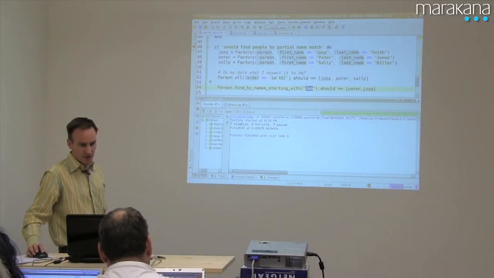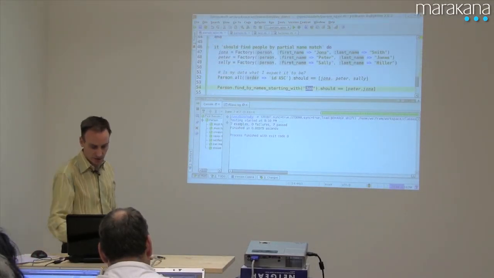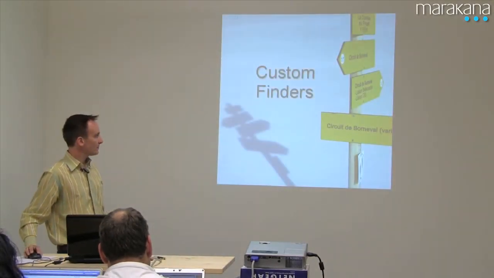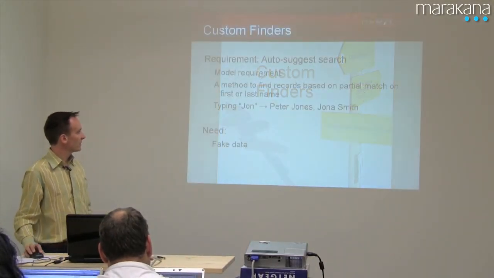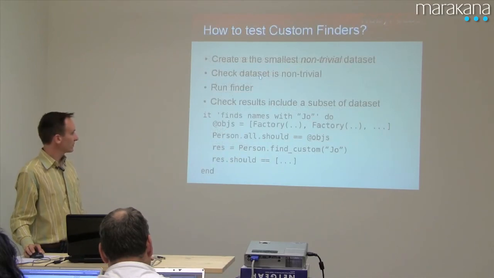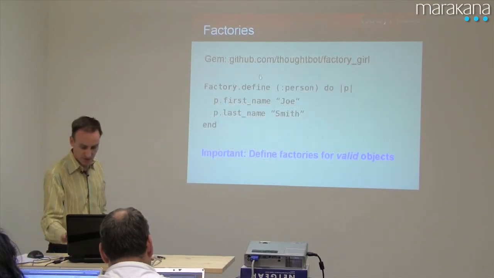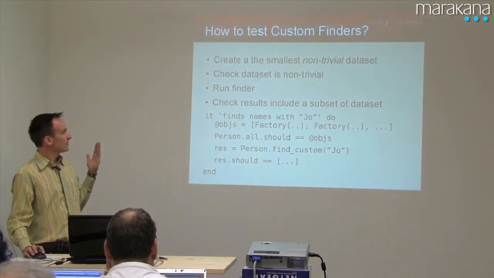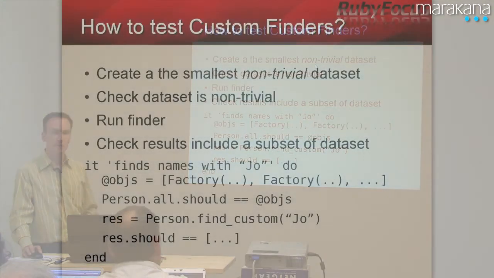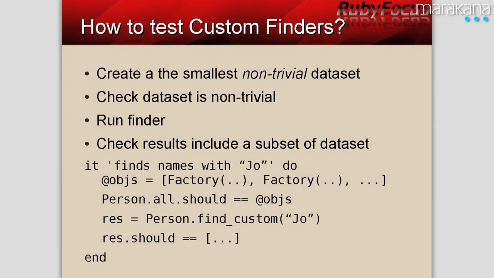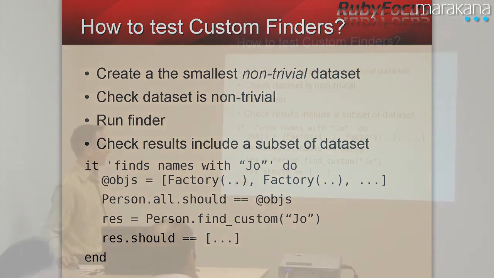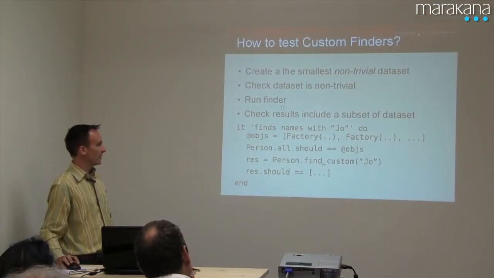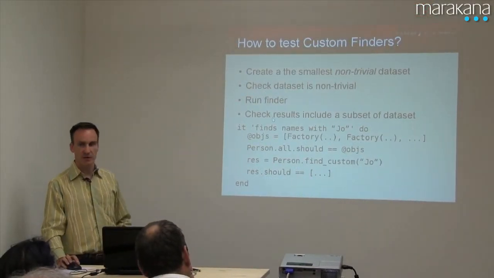Cool. So this falls under the category that I mentioned earlier, custom finder. Our pattern for custom finders is to create the smallest non-trivial data set, and we saw what that means. So be sure it's non-trivial. You should actually check the data set is non-trivial, because otherwise you're fooling yourself, and you don't want to fool yourself in a test. Then run the finder, and verify that the results include the subset of your data you wanted.